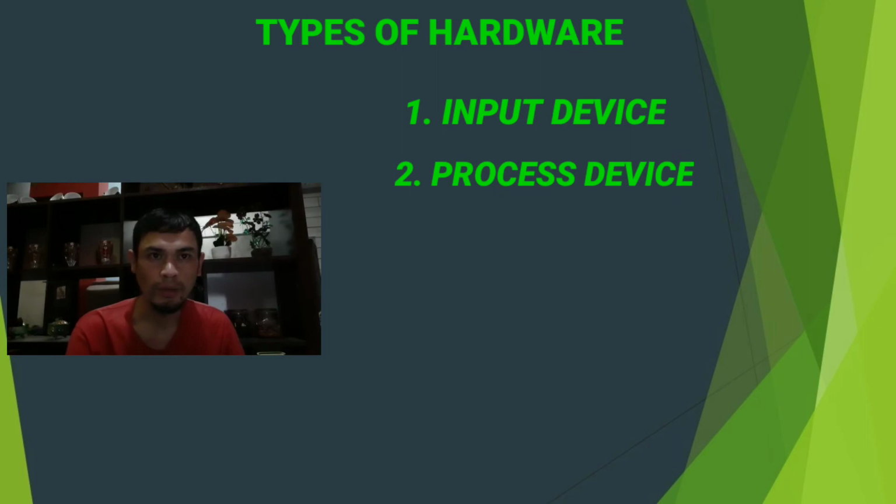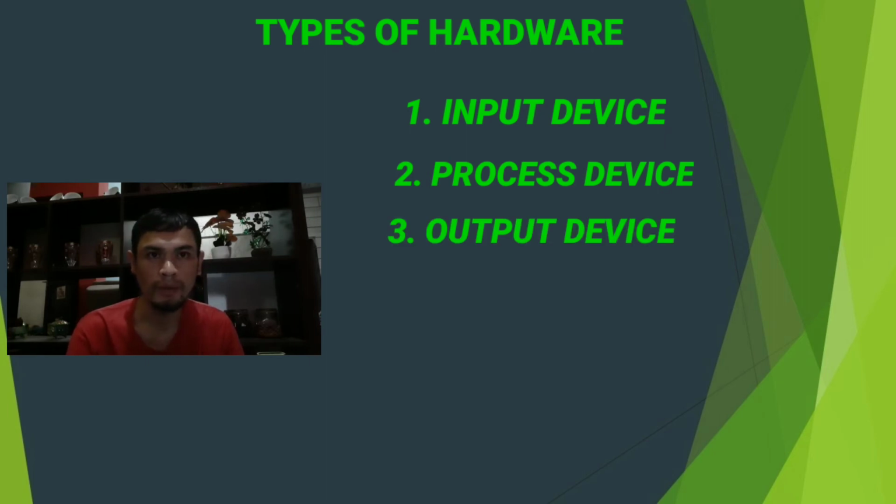Number 2. Process device. This type of hardware can be useful in processing data as well as running processes on the computer system. Examples of process device include CPU, RAM, VGA, and many more.